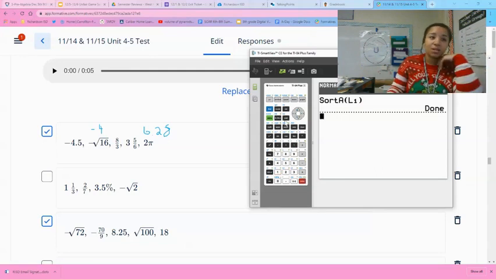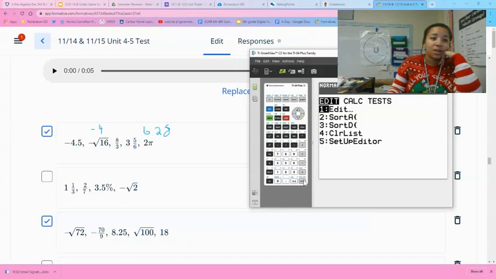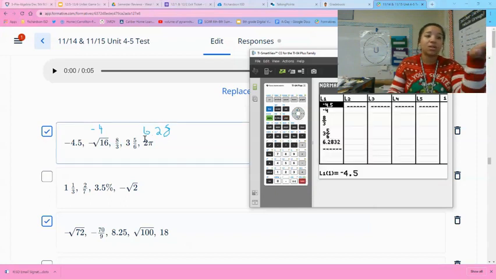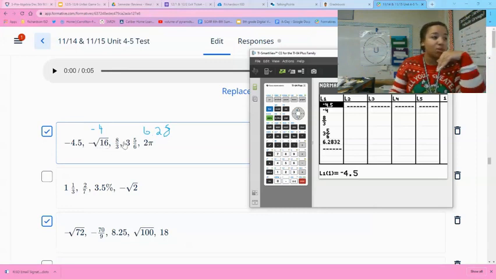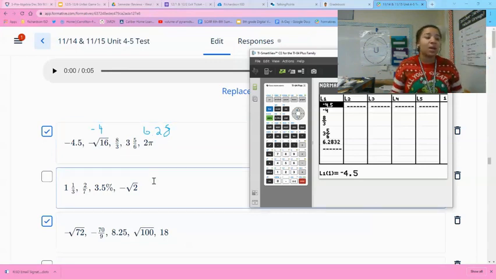So I got to figure out where that list is. I'm going to do stat, enter, and then there's list. So it's in order, correct order. It'll be -4.5, negative square root of 16, 8/3, 3 and 5, 6, 2 and pi. It's exactly the order that we did it, but I just wanted to show you how you would do it.